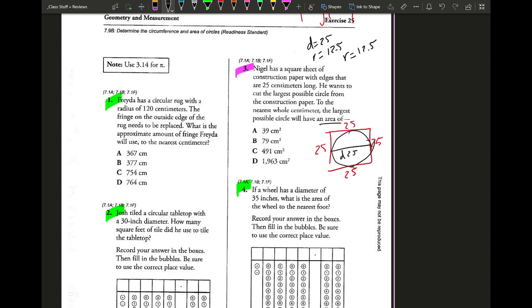So to find the area, all I got to do is multiply. Area equals 3.14 times 12.5 times 12.5. 12.5 times 12.5 gives me 156.25. And I still have to multiply that by 3.14. You don't have any answer choices, so this is a numerical response, correct? So that times 3.14 gives you 490, which is going to be C, right there.